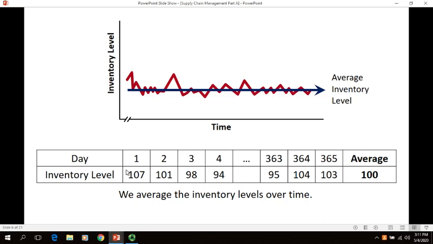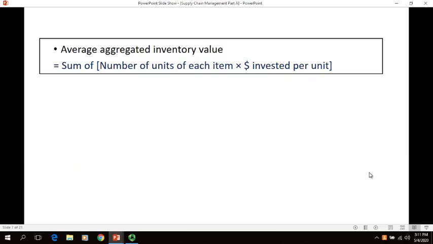So inventory fluctuates over time like this. And if we compute the daily average, if we add them up and divide by 365, you will get the average inventory level. And that's what we mean by the average inventory level. So when we compute AAIV, we're going to use this number, the average inventory level.